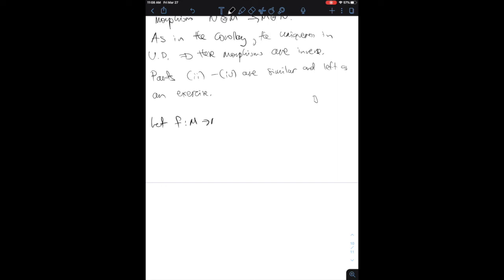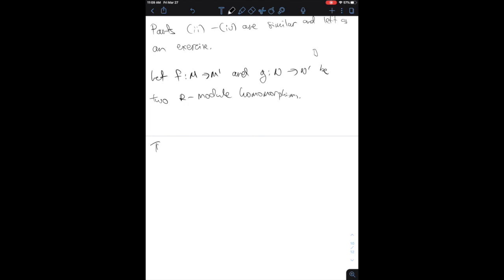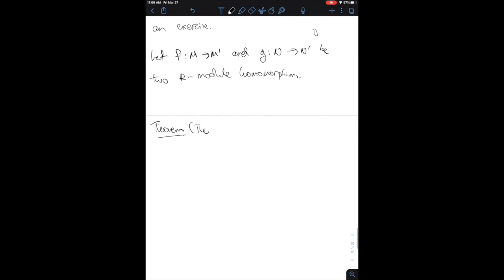Okay, so let f from M to M' and g from N to N' be two R-module homomorphisms. Then we have the following theorem. And this theorem tells us that we can take the tensor product of homomorphisms.